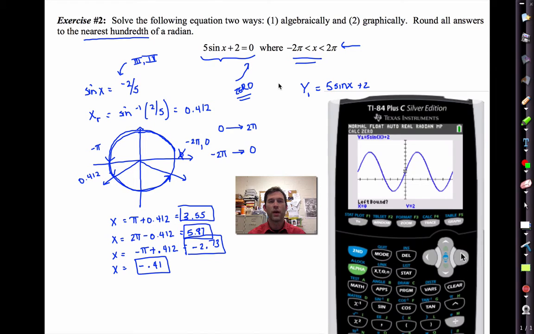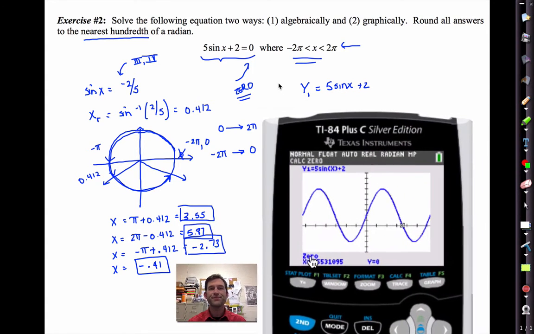Remember, it asks for a left bound, so you put the cursor somewhere to the left of your 0, hit enter. Then it asks for a right bound, so we're going to put our cursor somewhere to the right of the 0 and hit enter. All right, great. And enter for the guess. And take a look at how that compares to our 0 that we found algebraically of 3.55. The box got it.